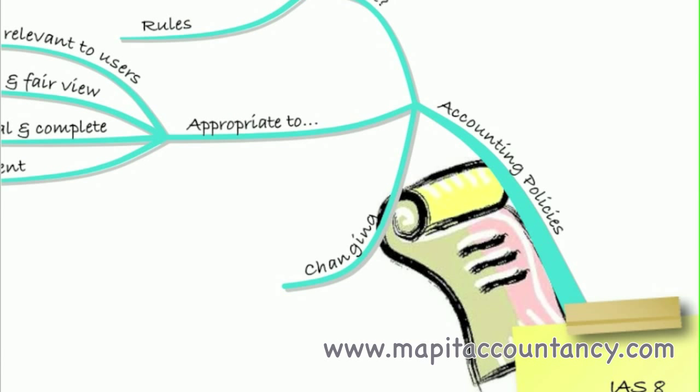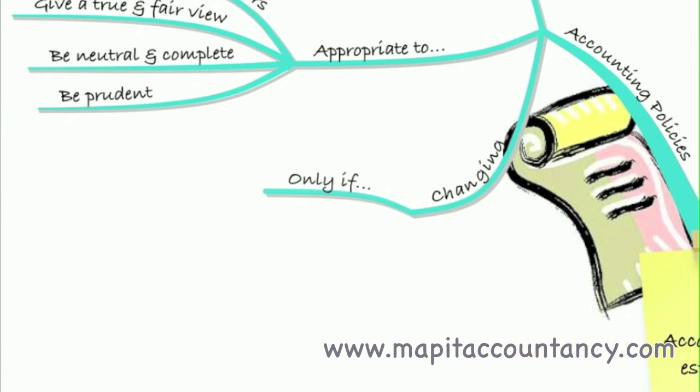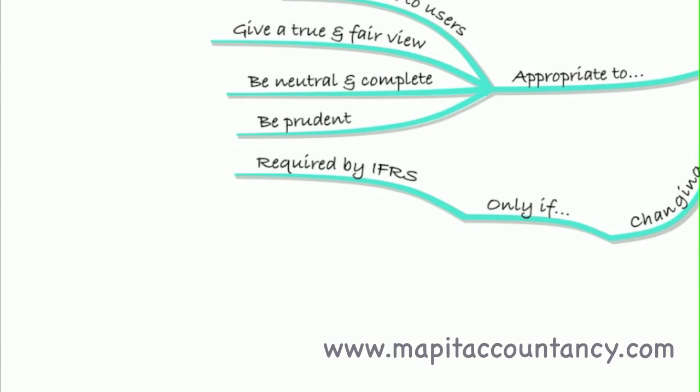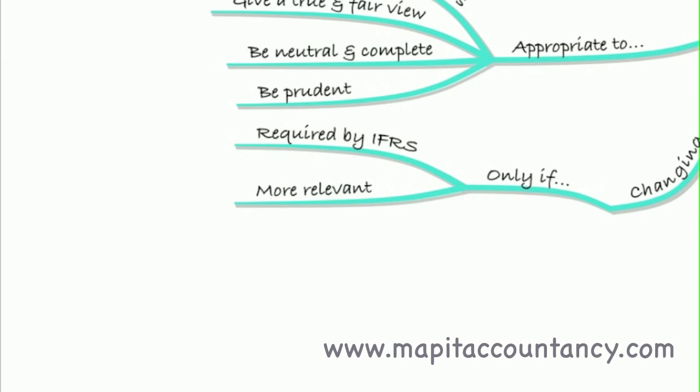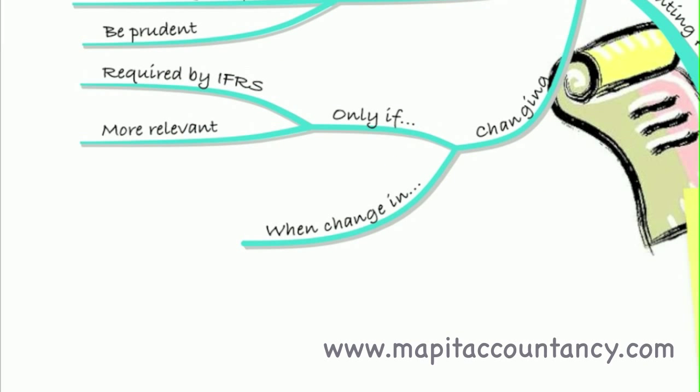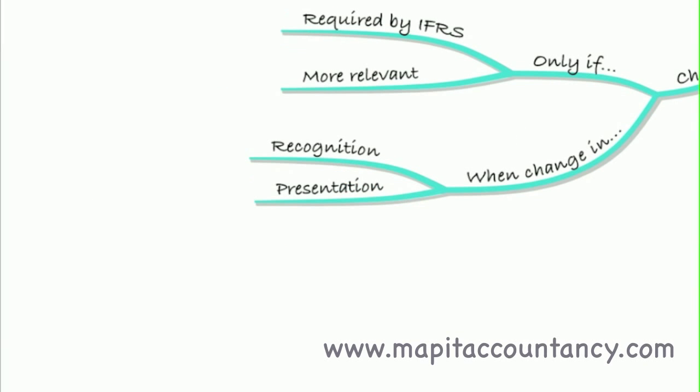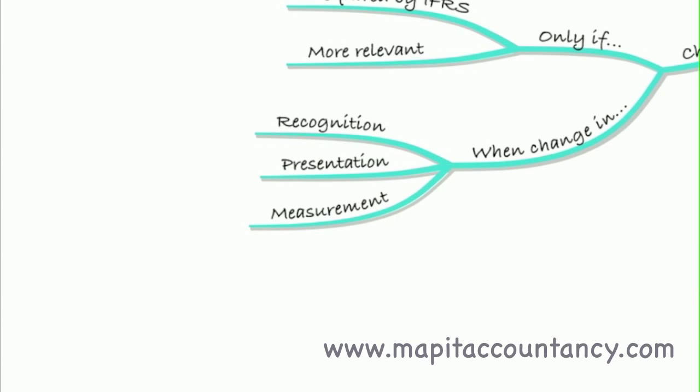So if we're thinking about changing our accounting policies, well, if these rules are set out by the IFRS, we'll only change them if required by IFRS. Theoretically, we could change them if it was a more relevant thing to do, but that's going to be very rare. So we'll change them when there is a change in recognition, presentation or measurement. If so, that is a change in accounting policy.